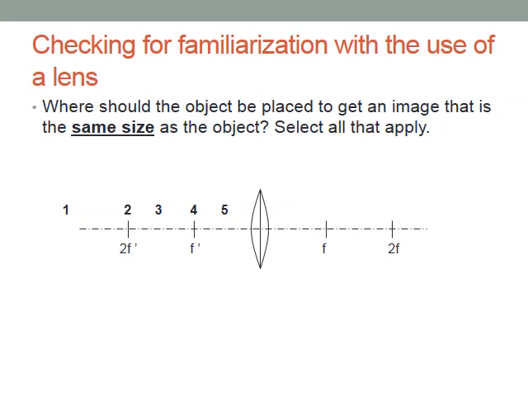In which of the following locations would you place an object to get an image the exact same size as the object? The answer is at 2 times the focal length away from the lens. It will give you an image that's the exact same size, and even in the exact same place on the other side of the lens, just upside down.